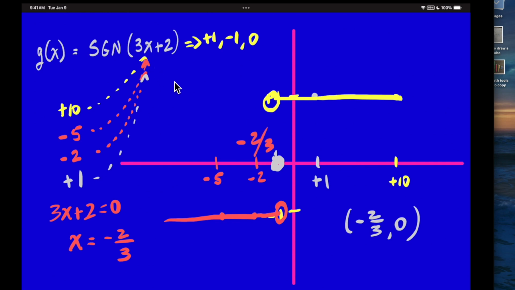So the way to do these is to set the parentheses equal to 0. Find the x value that renders this parentheses 0. That becomes your critical point. And then anything to the right of that you plug in will result in a positive value, resulting in an output of +1. Anything to the left of that critical point will result in a negative value in the parentheses, which results in a y output of -1.